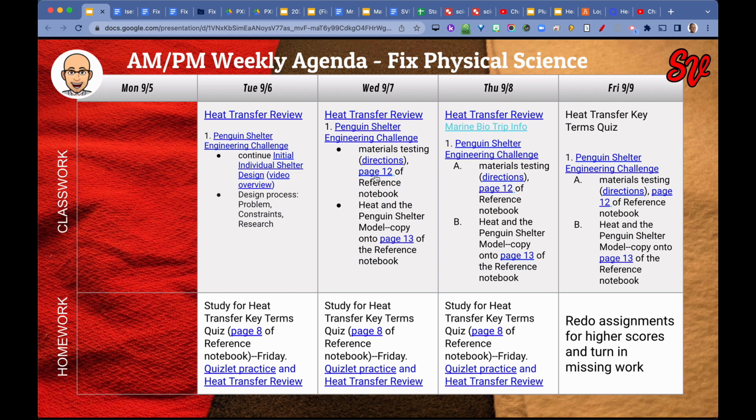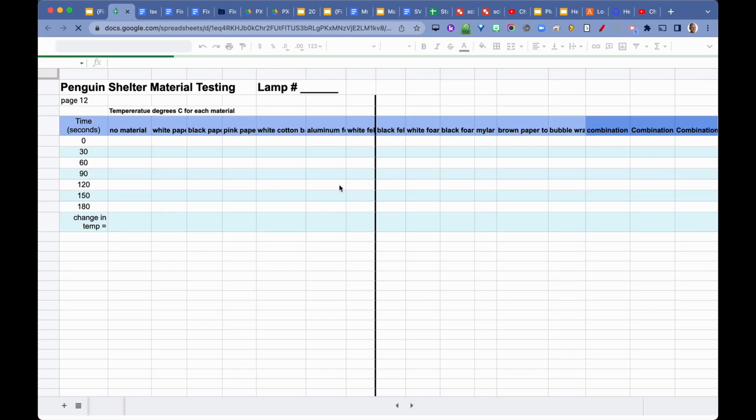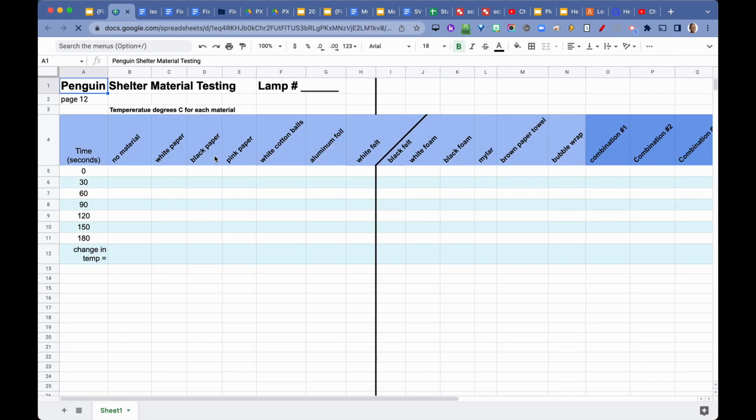Alright, then students started materials testing. These are the materials that students are going to be using on their shelter. And so they're seeing how well these items deal with conduction and radiation heat transfer.